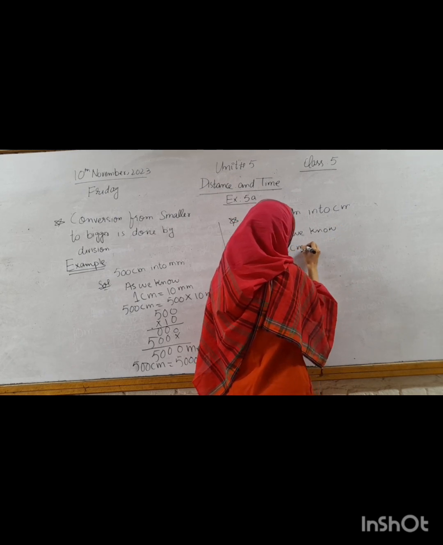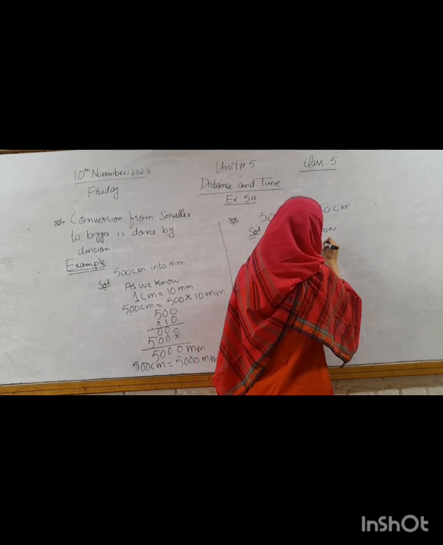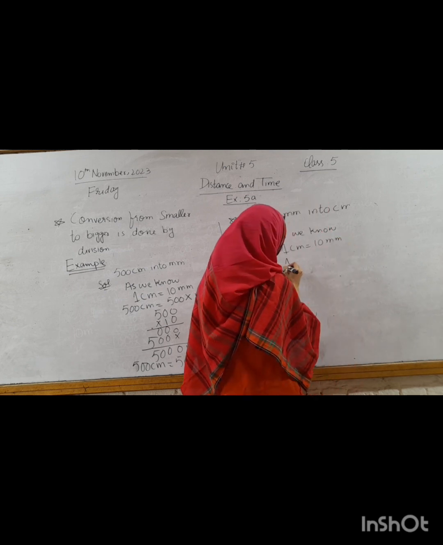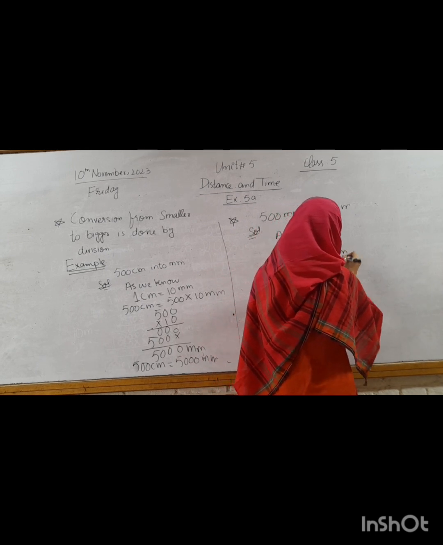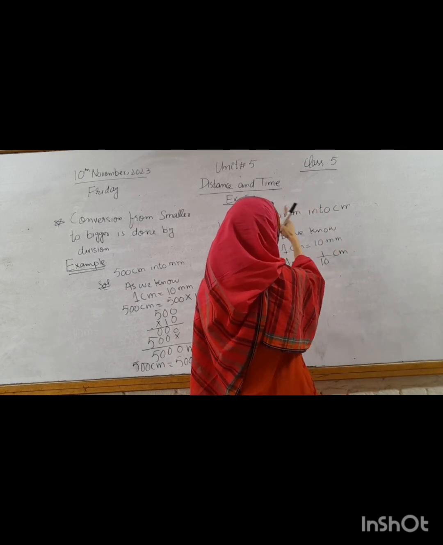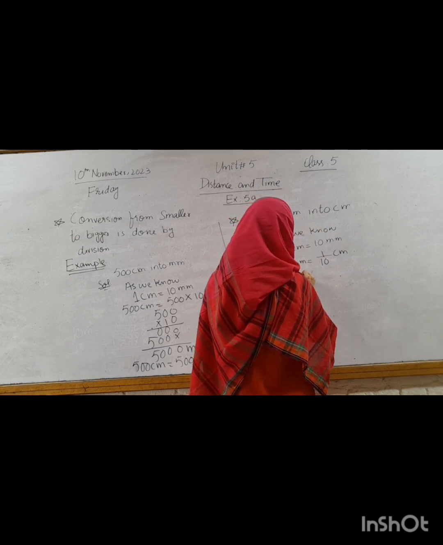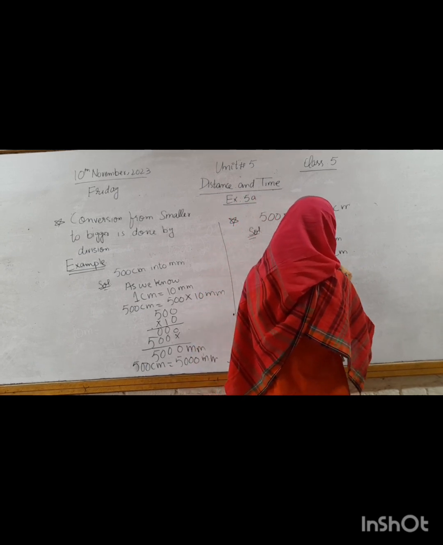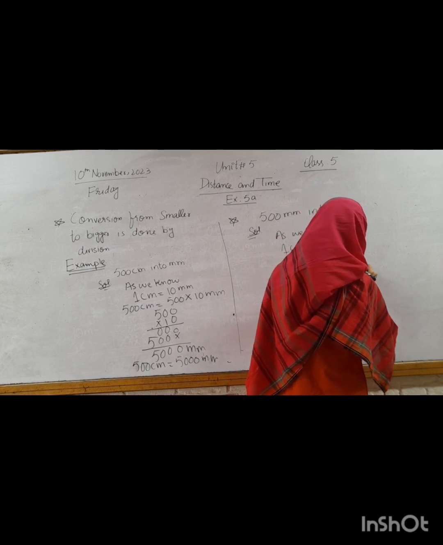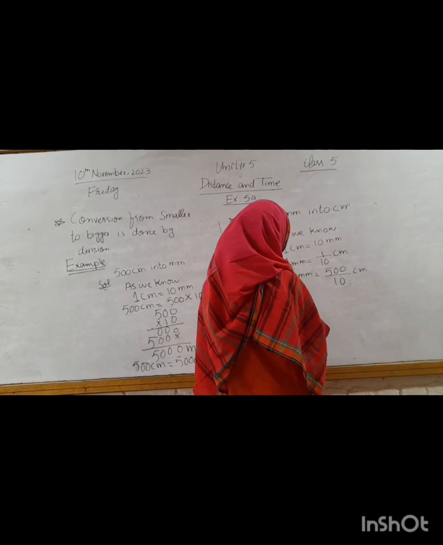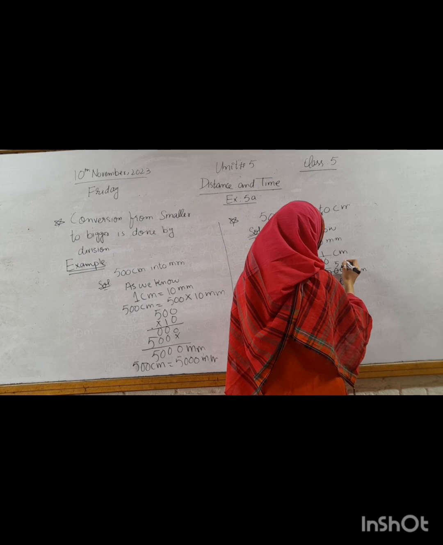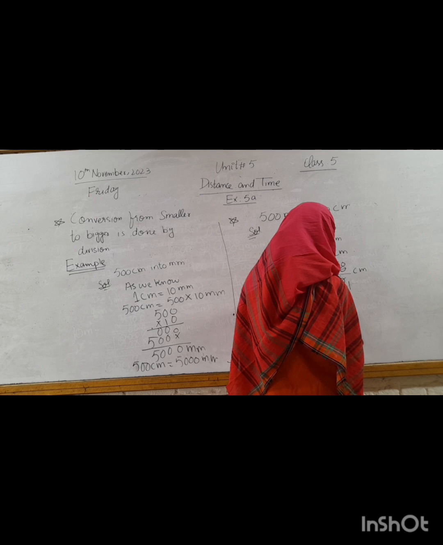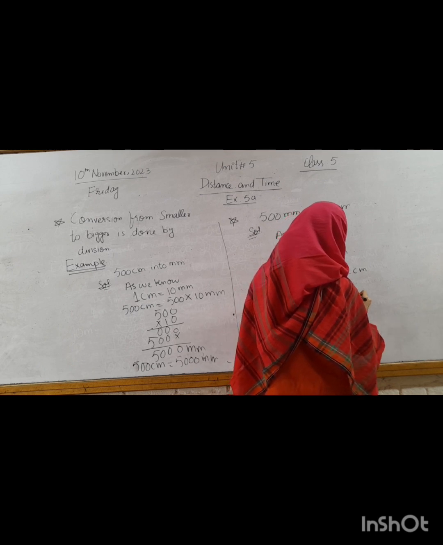1 centimeter is equal to 10 millimeter and 1 millimeter is equal to 1 by 10 centimeter. Now we convert 500 millimeter into the centimeter. So 500 millimeter is equal to 500 by 10 centimeter. Now we use cutting method in this. 10 ones are 10, 10 fives are 50 and 0 as it is. So 500 millimeter is equal to 50 centimeter.